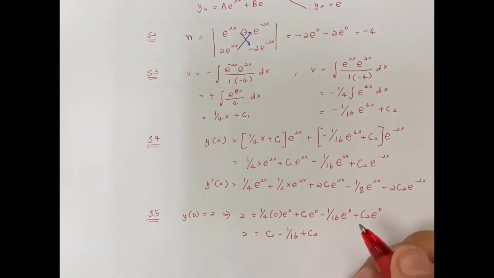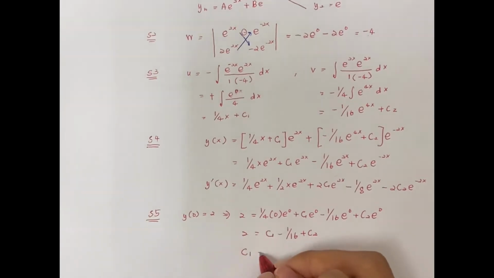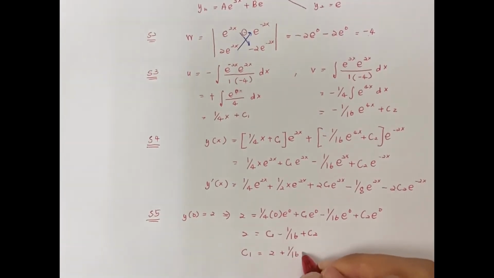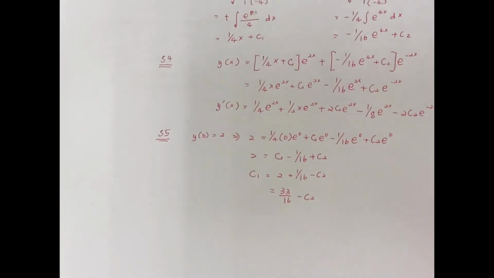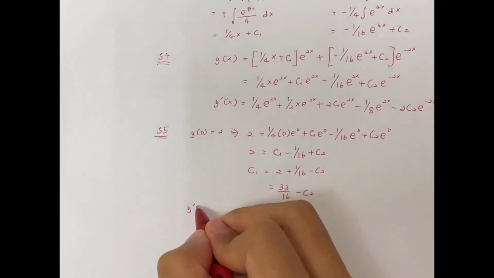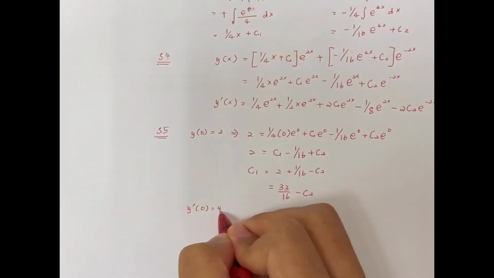Okay. So c1 is equal to 2 plus 1 over 16 minus c2. And this is equal to 33 over 16 minus c2. You have your c1. And then for y prime 0 equal to 4.